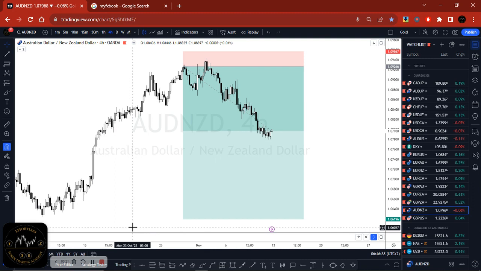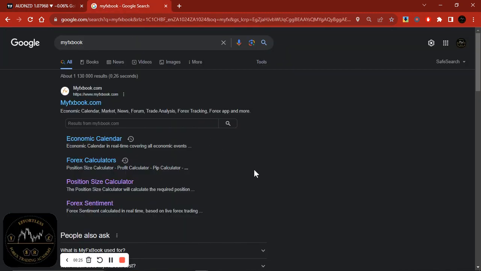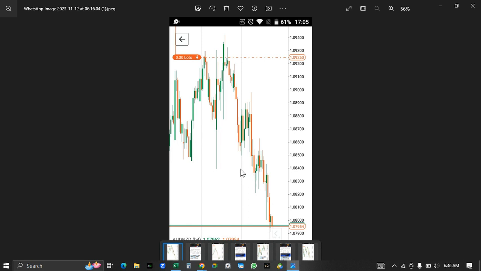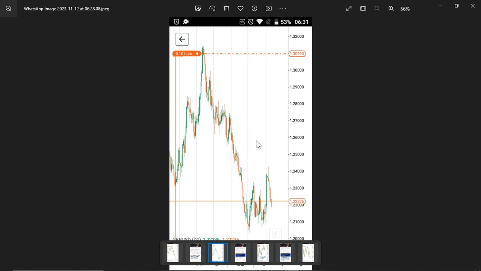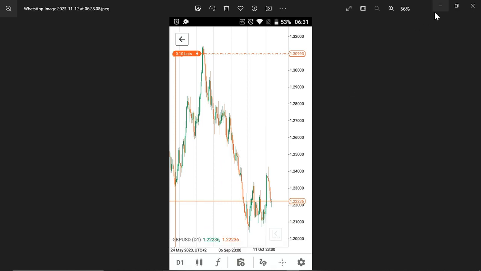So this tool is found in my FX book, right? And I'll break this tool down and also show you how I use this very same tool to actually stay in my trade in this AUD NZD trade, as well as in this GBP USD trade as well, right?